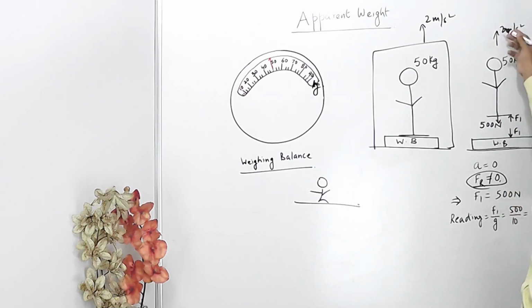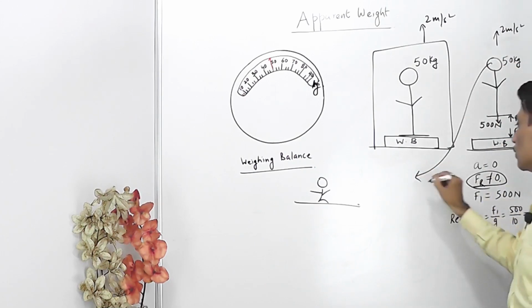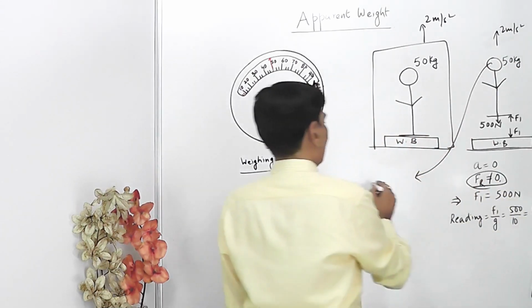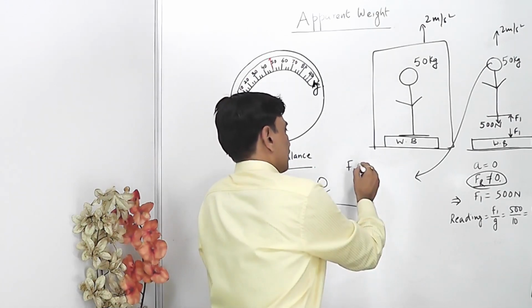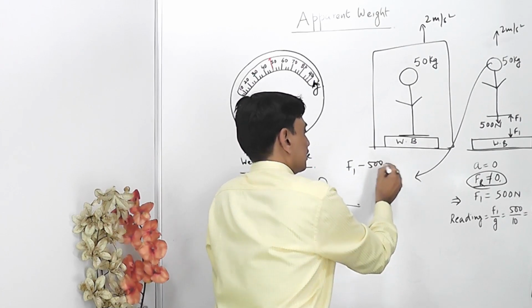It is net force in the upward direction. It is accelerating 2 meter per second square. So now for this free body, the equation is going to be F1 is upwards, upward forces minus downward forces. This is the net force.